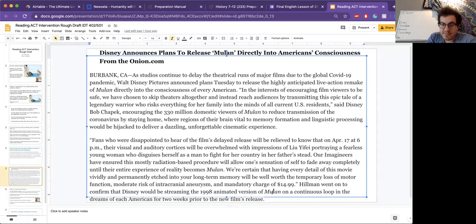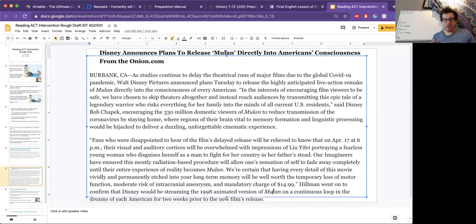We're certain that having every detail of this movie vividly and permanently etched into your long-term memory will be well worth the temporary loss of motor function, moderate risk of intracranial aneurysm, and mandatory charge of $14.99. Hillman went on to confirm that Disney would be streaming the 1998 animated version of Mulan on a continuous loop in the dreams of each American for 2 weeks prior to the new film's release.